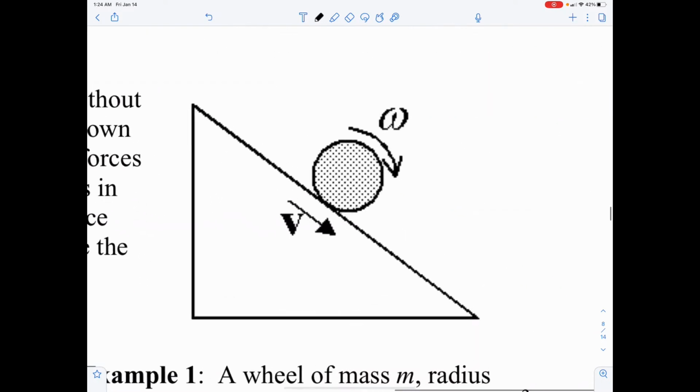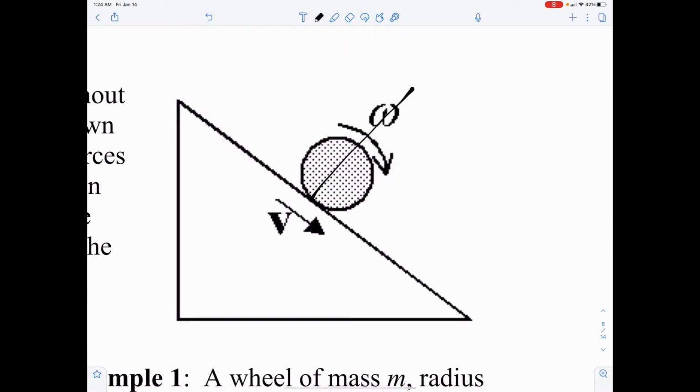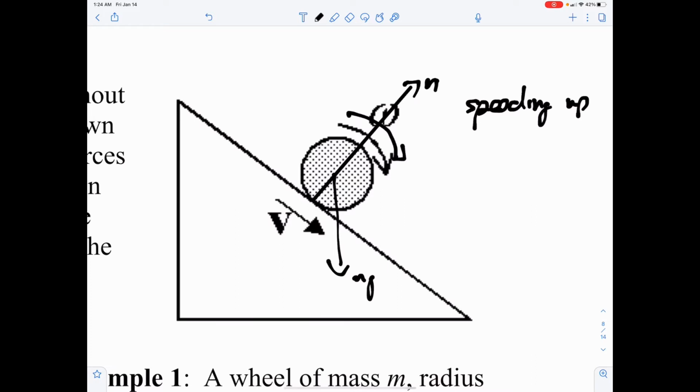Okay, now let's focus on this one here. We're going downhill. Still have normal force. Still have weight. None of that changed. But what about friction? Well, if I'm going downhill, I am most likely speeding up. And if I'm speeding up, omega, you can see, is spinning in the clockwise direction. So is alpha. So is torque.